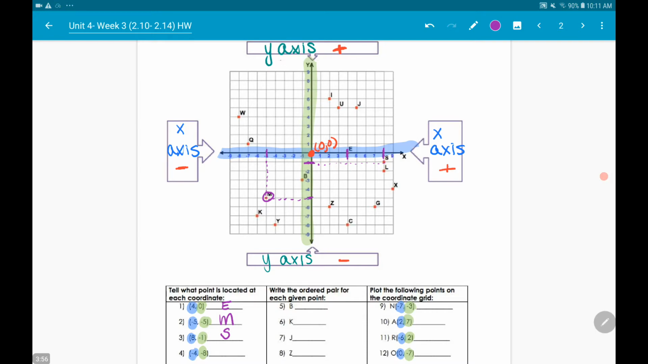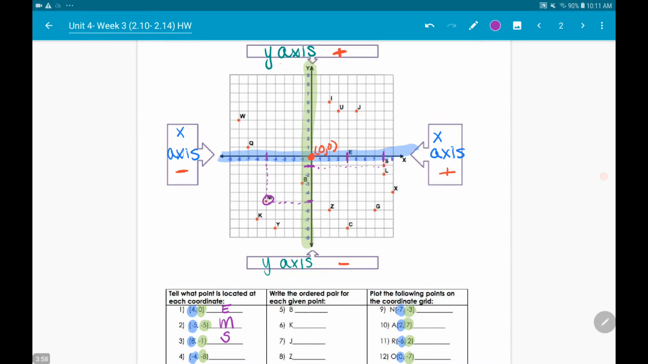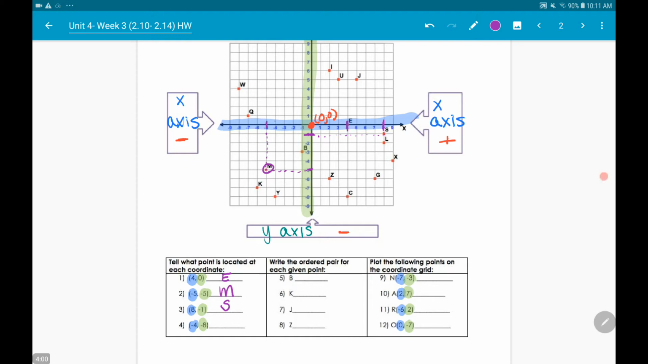All right, and to keep it going: (-4, -8). So x comes first. I find my x, -4, my y, -8, and I see where they come together. They come together at coordinate Y. Okay, good so far. I'm just going to erase these so it's out of our way. All right, now looking on to the next thing.